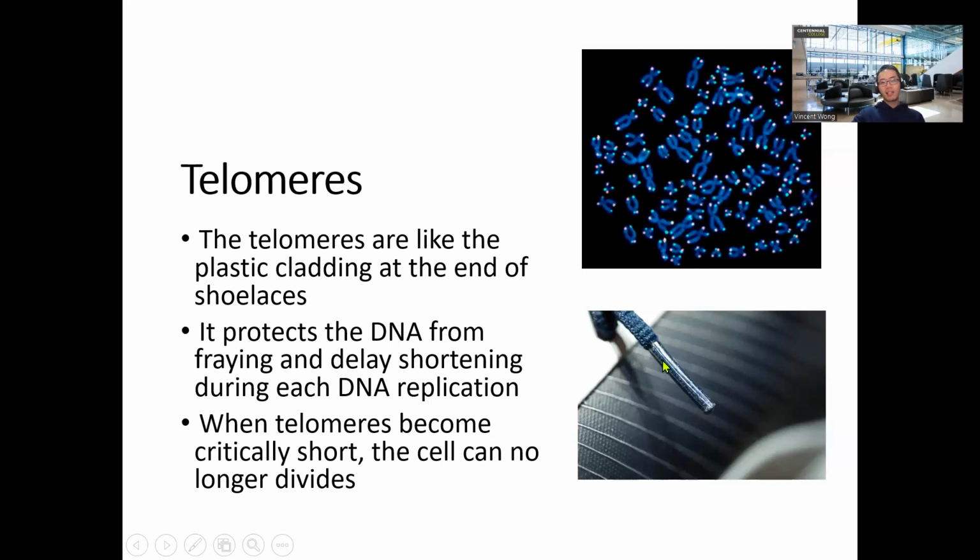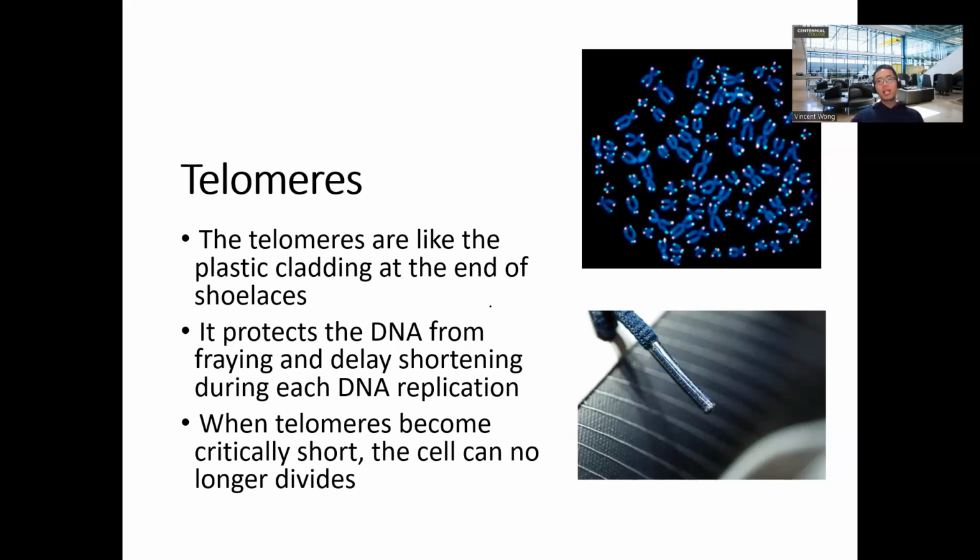And if the plastic things fall off, then your shoelace starts to fray and break and unwind, right? And that's what telomeres do, okay? If they are too short, if they're not there anymore, then the DNA would just break apart, and that will be not good. So when the telomeres become critically short, the cell will not be allowed to copy their DNA, which means they're not going to be allowed to divide, right? Remember, DNA replication precedes the actual division, right? If you can't copy your DNA, you're not allowed to divide.